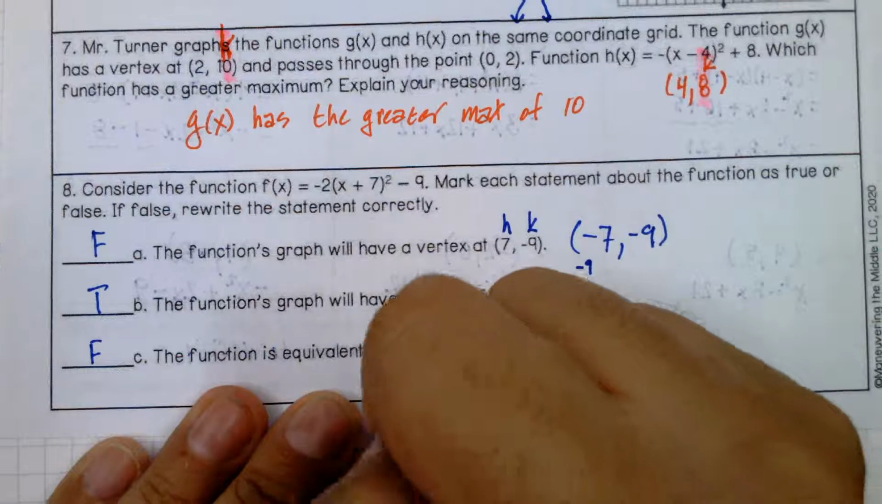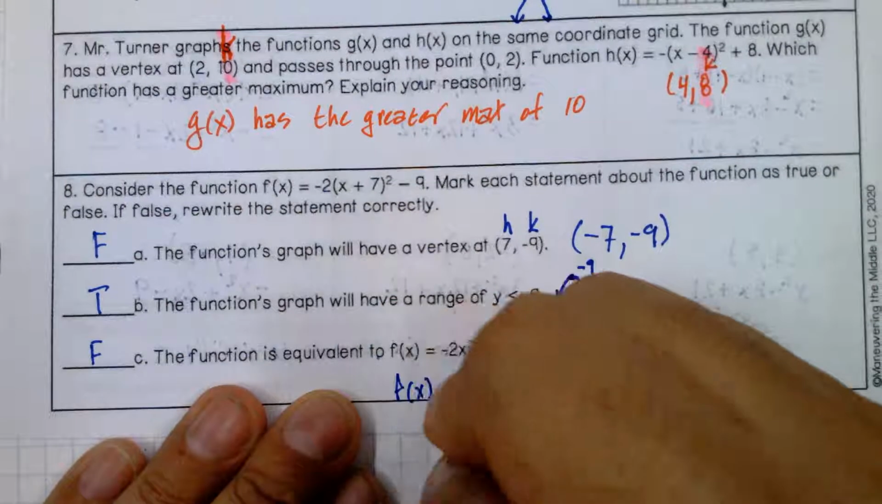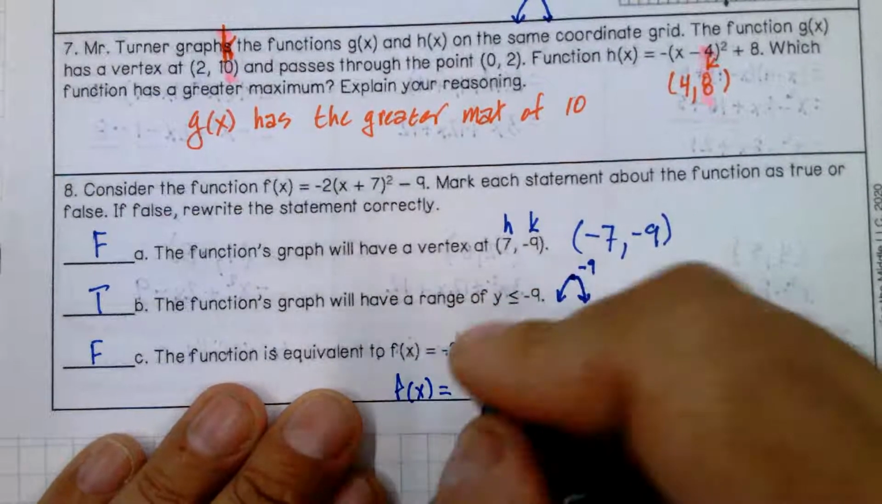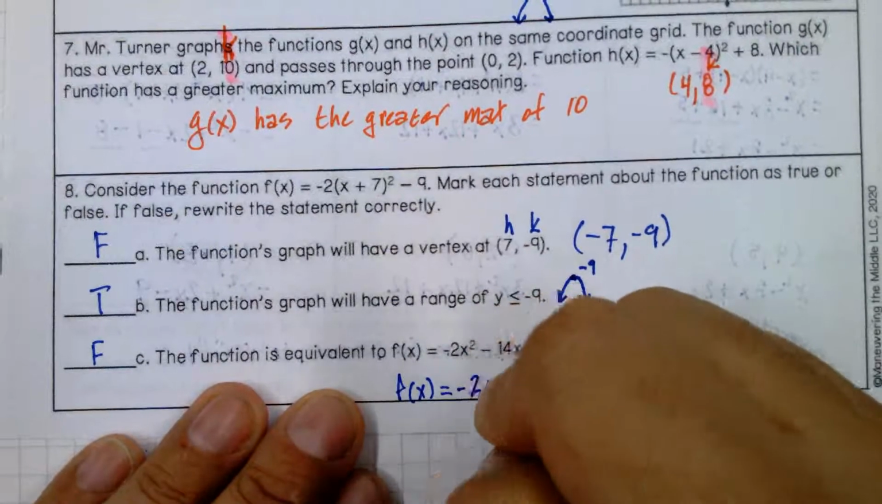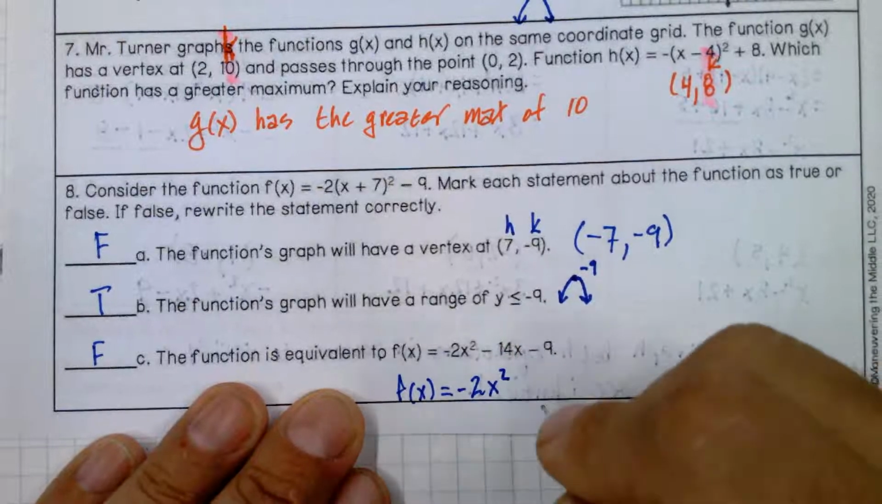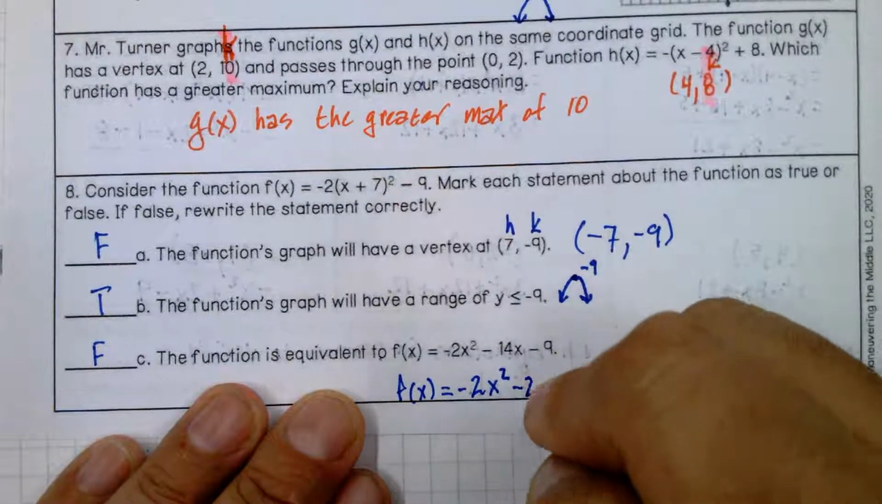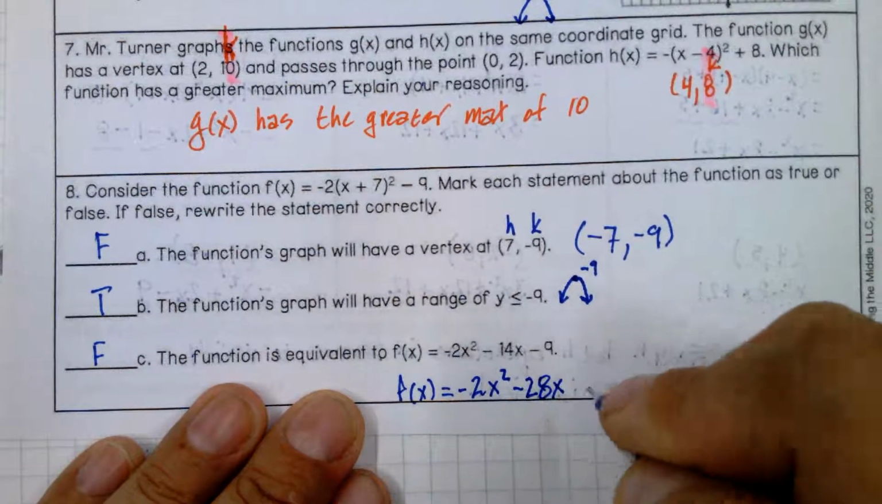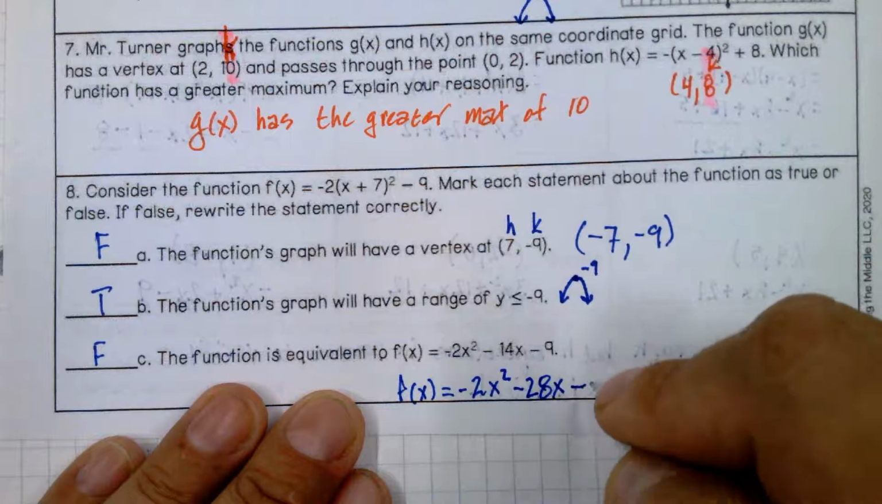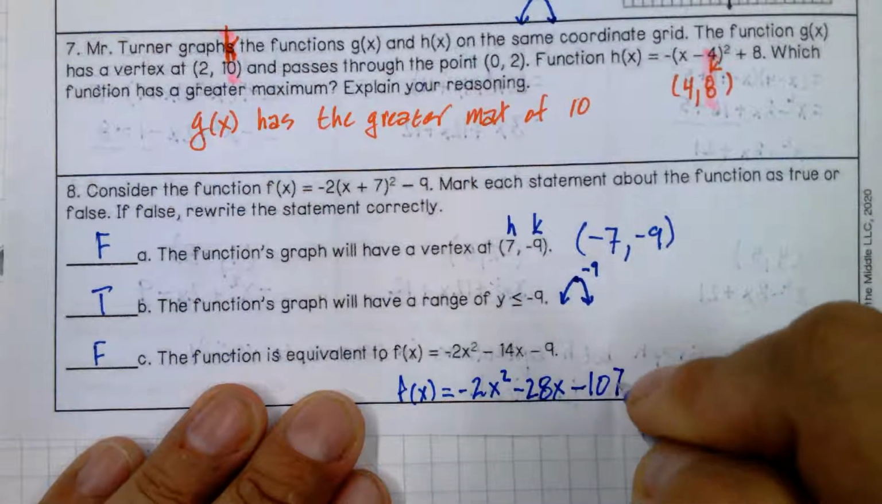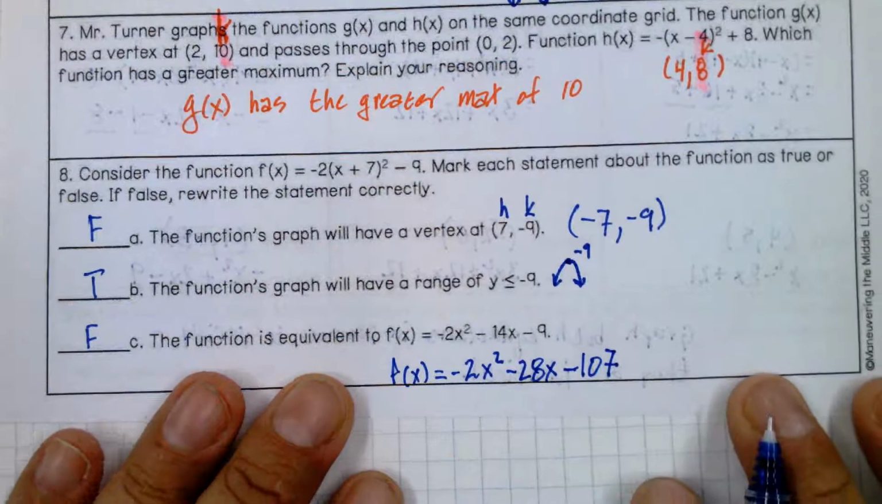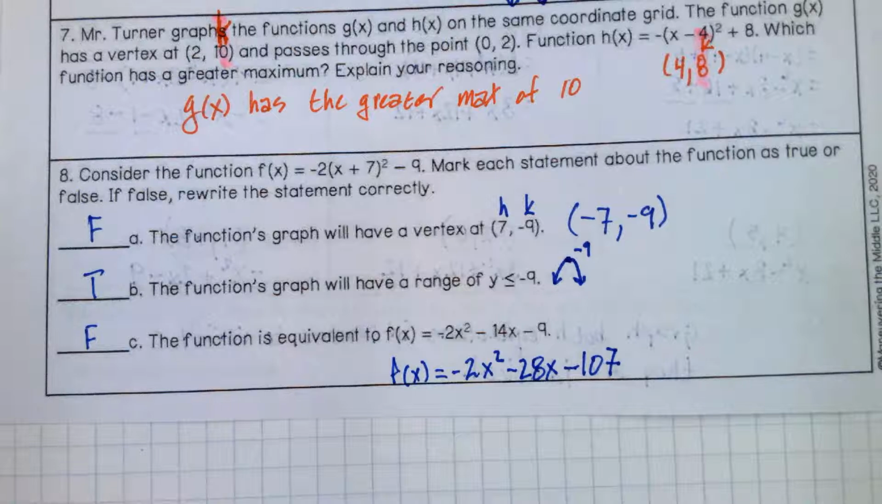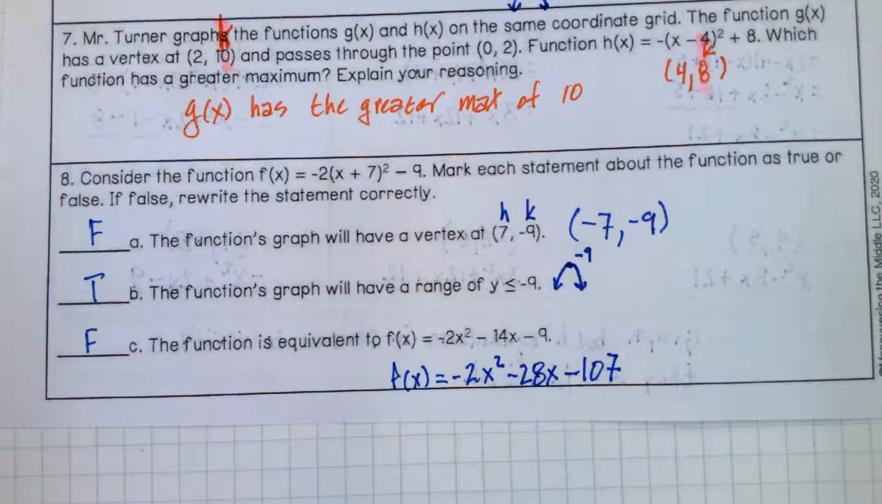Because f of x is actually negative 2x squared minus 28x minus 107. Okay? So that's going to be the standard form of this equation.